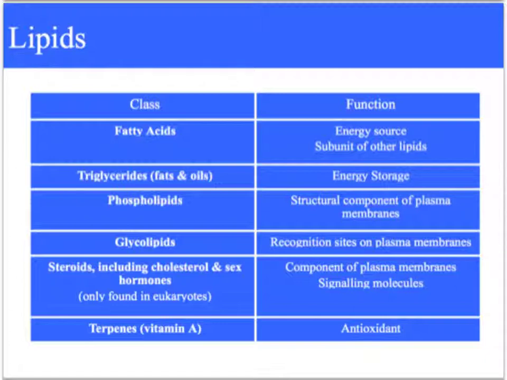Steroids, including cholesterol and your sex hormones, only found in eukaryotes. They are a component of the plasma membranes and important signaling molecules. And finally, your terpenes, probably better known as vitamin A, they are an antioxidant.